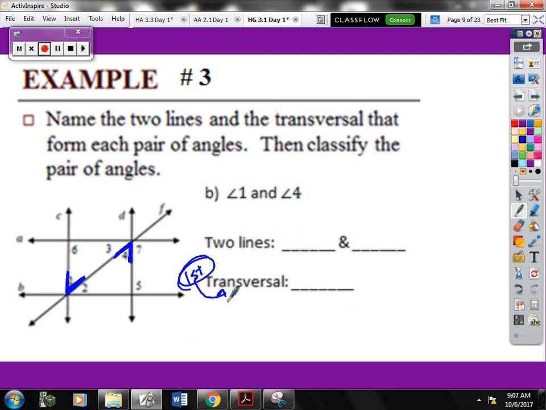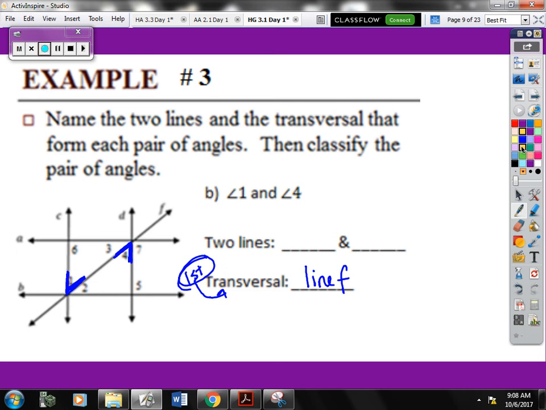Okay, always identify the transversal first. It's the easiest one to identify. Which line do they both touch with the sides of their angles? Marquise? Line F. They both touch line F. So what would the other two lines be then? Maddie? No. You don't want to think about the vertex itself where it touches. You want to think about the side of the angle that I traced. This side and this side.